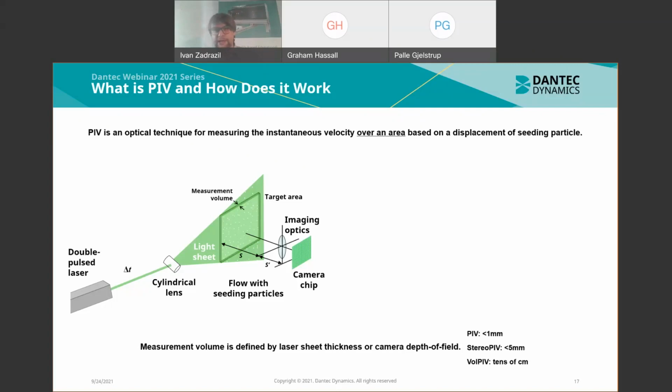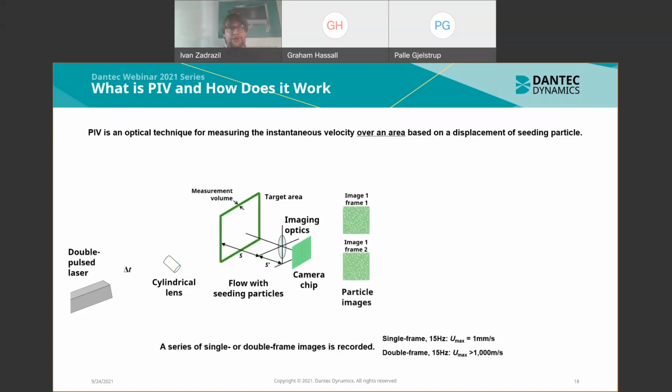We want to illuminate the particles for long enough so they are illuminated during the first frame and the second frame. Typically the measurement volume in standard PIV is defined by the laser sheet thickness, or in micro PIV or volumetric PIV by the camera depth of field. In PIV, it's less than 1 millimeter. In stereo PIV, it's less than 5 millimeters, and in volumetric PIV, it can be tens of centimeters.